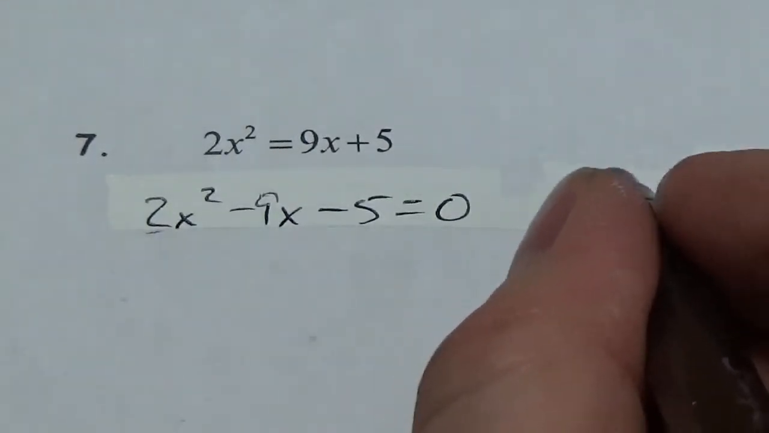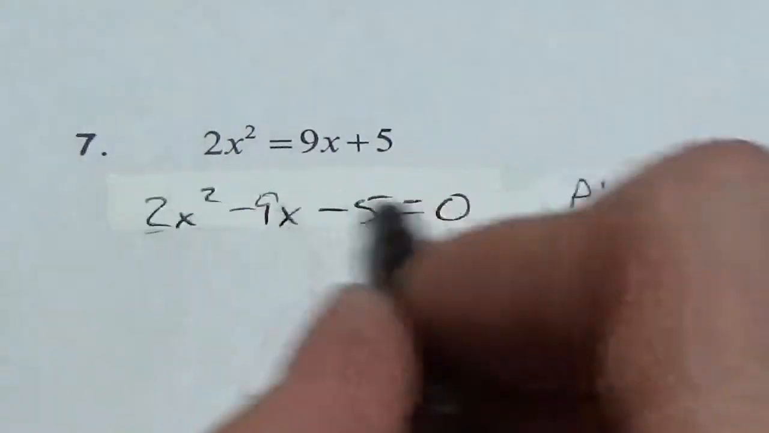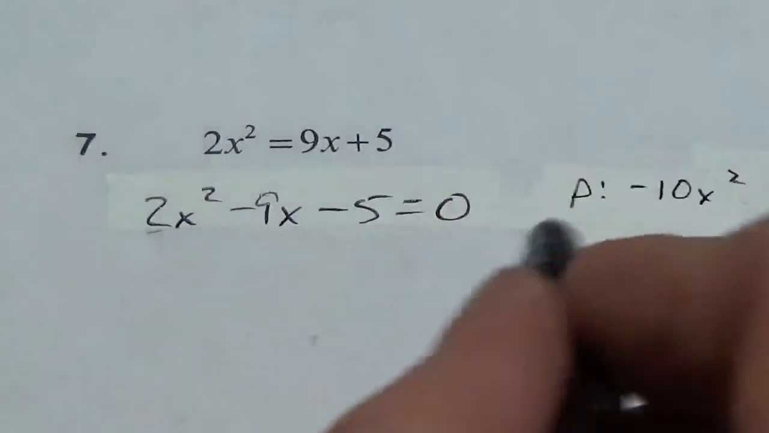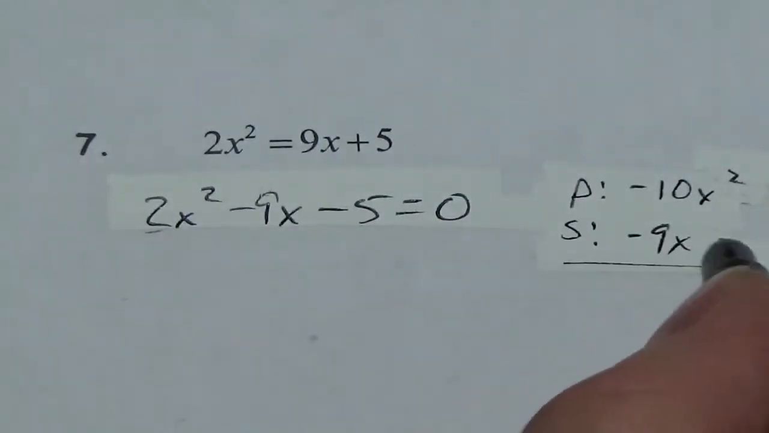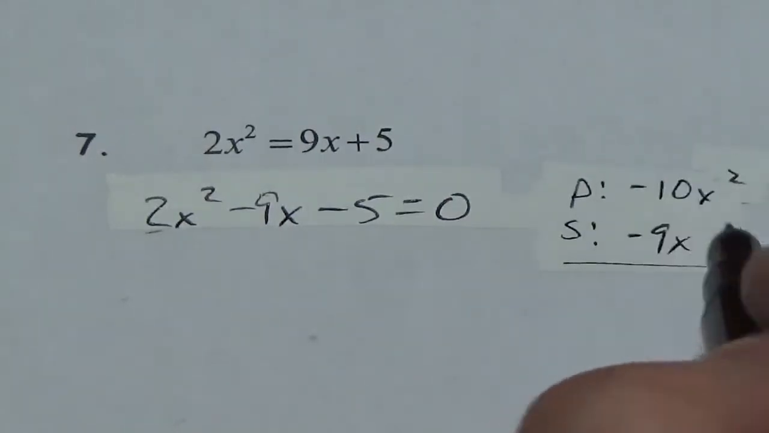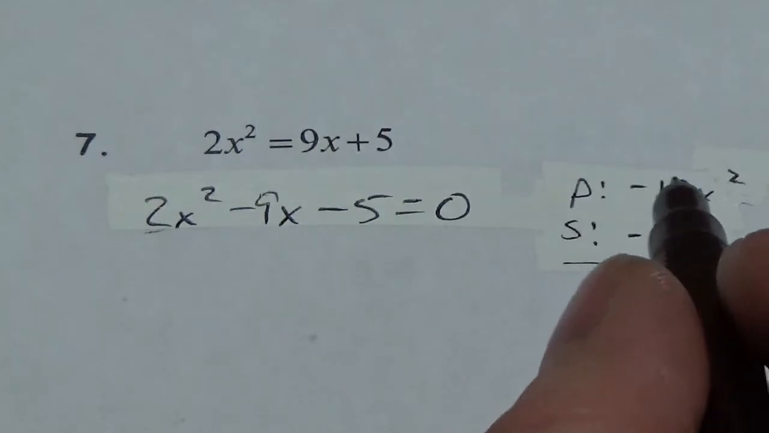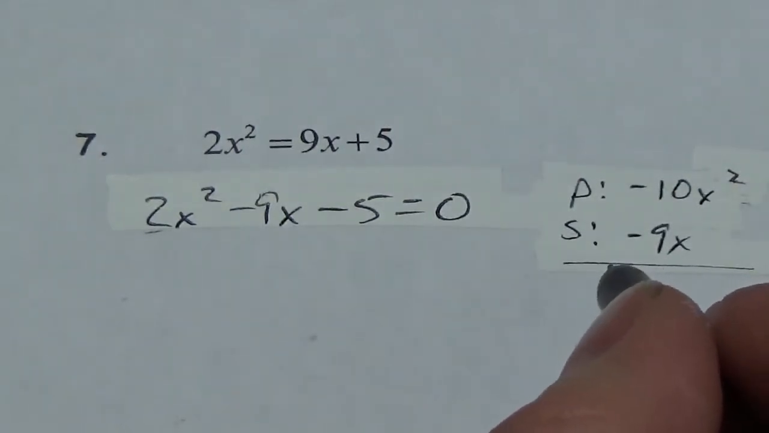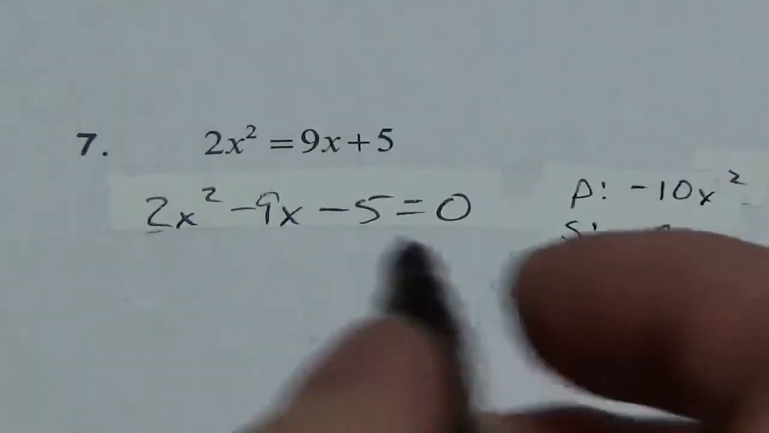So I'm going to be looking for two numbers whose product, and now remember, when I multiply the first term by that last term, it's going to be negative 10x squared. And my sum is going to be negative 9x. Remember, this is my first and my last, and this is my outer and my inner. And I'm looking for two numbers whose product is negative 10x squared and whose sum is negative 9x. So I think that's pretty clear. It's going to be negative 10x and positive 1x.